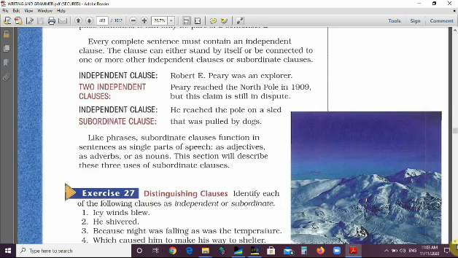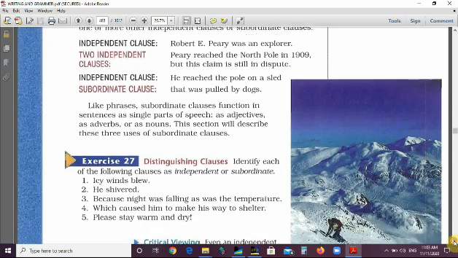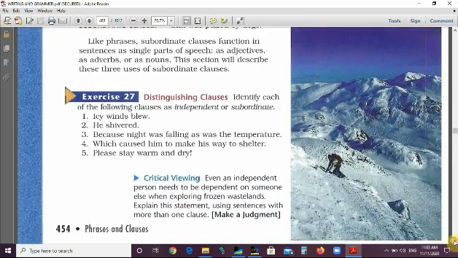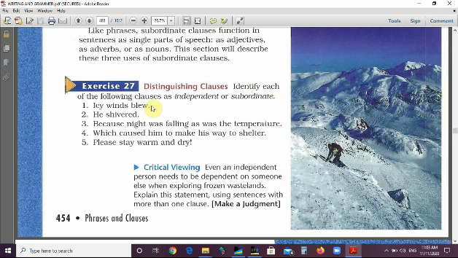Let's look at exercise 27. Identify each of the following clauses as independent or subordinate. Number 1, I see winds blue. If we have a complete meaning, this is an independent clause. I see winds blue. We have a subject and a verb, and we have a meaning. So this is an independent clause.